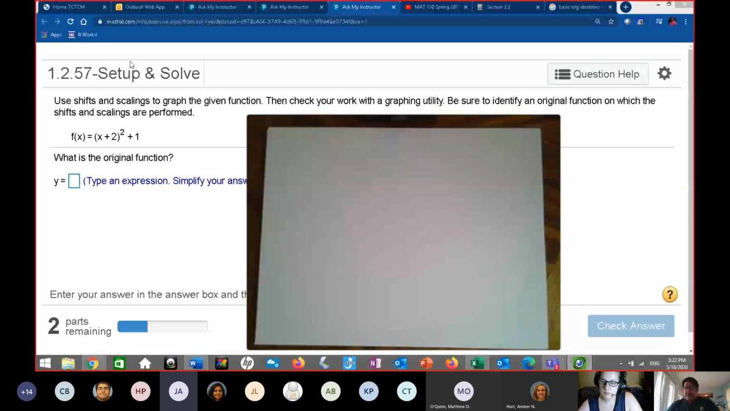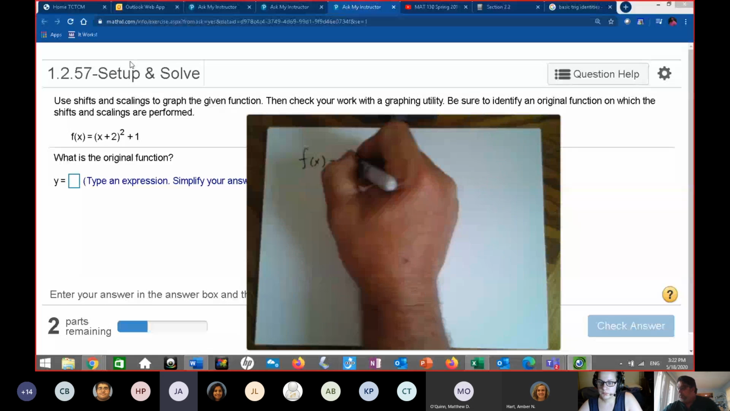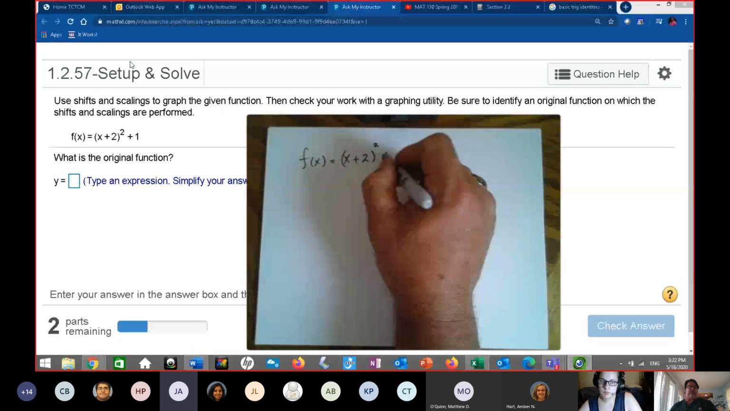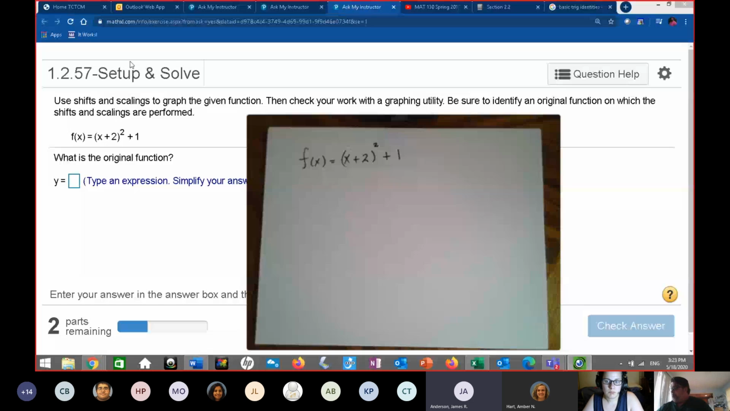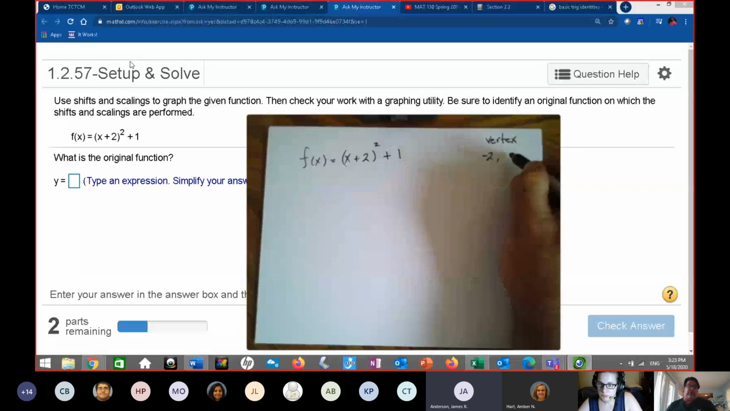you've got f of x is equal to x plus 2 quantity squared plus 1. Now, do you think that's all I'm going to ask you? No. I'm going to ask you to give me the x and y intercepts also. So right now we've got a vertex of -2, comma 1. So there's our vertex.